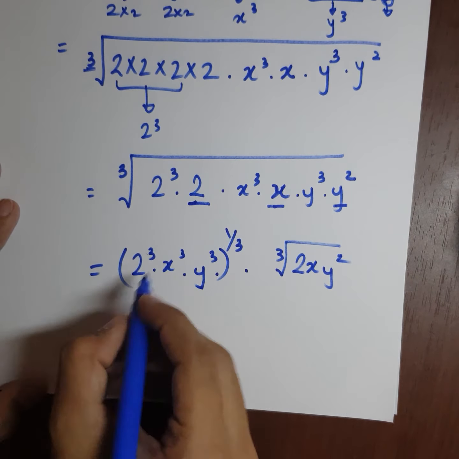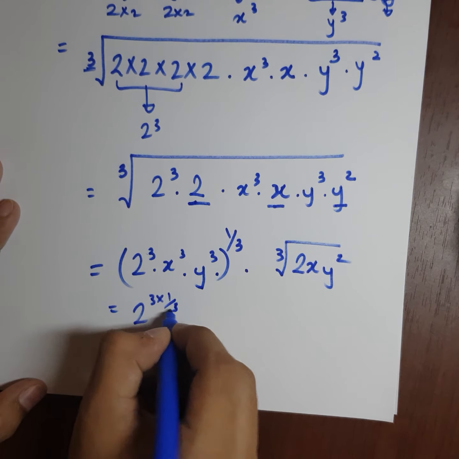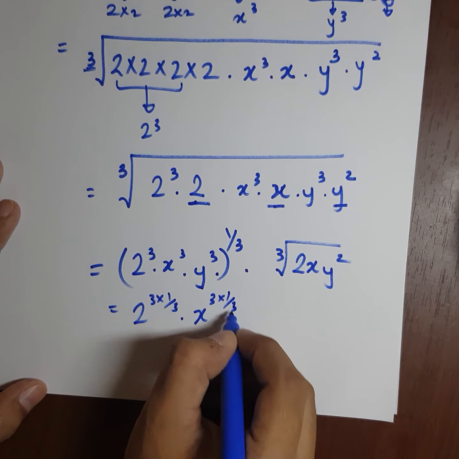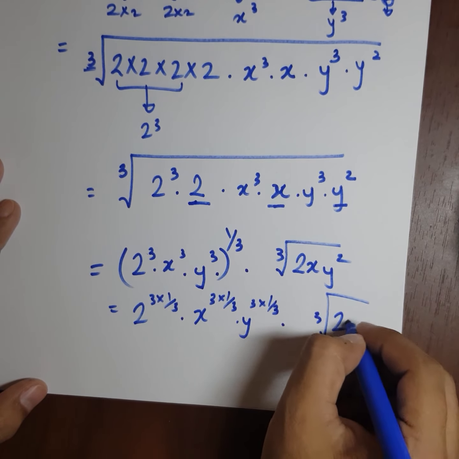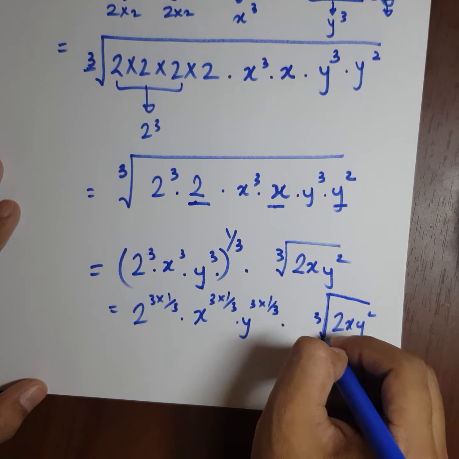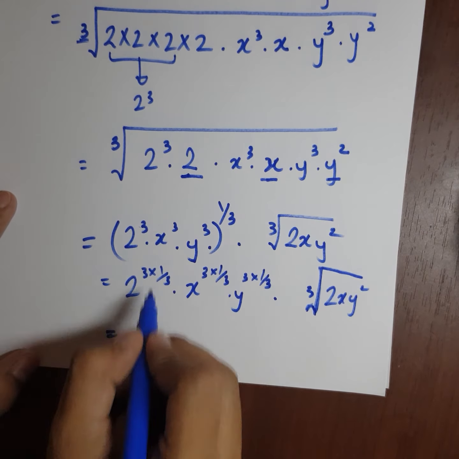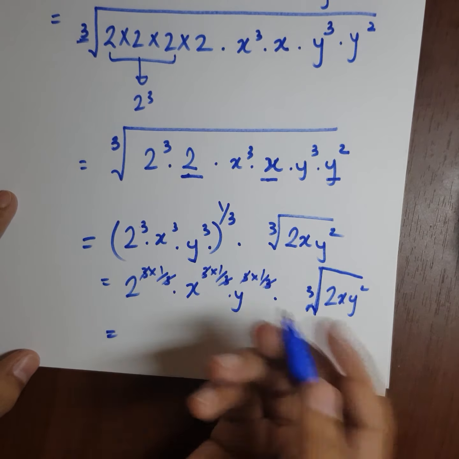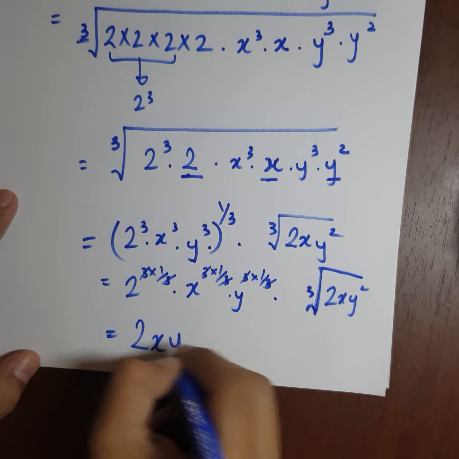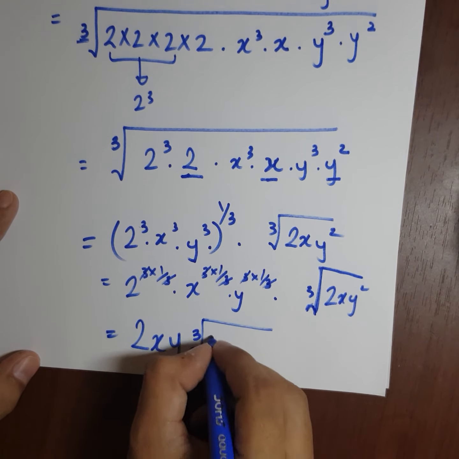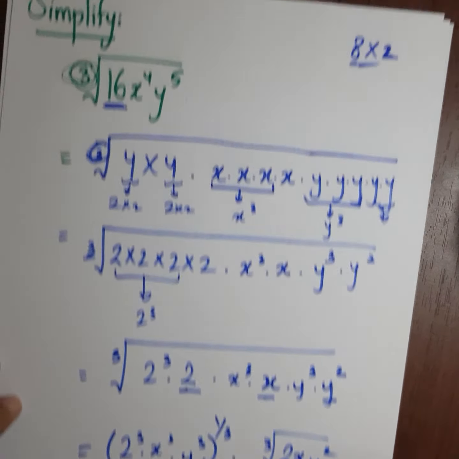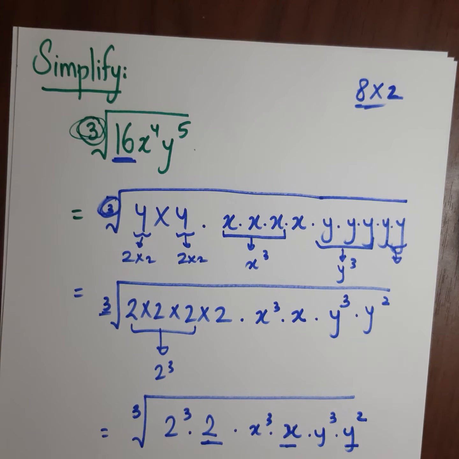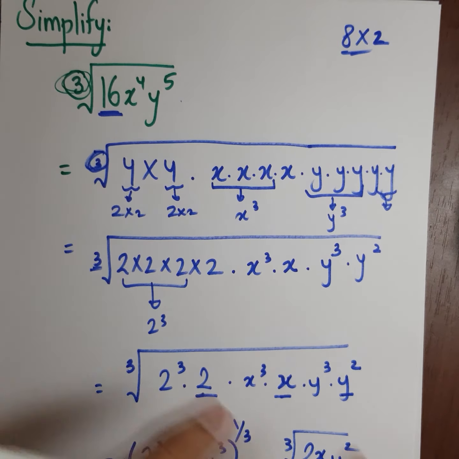Now when I open the bracket, it will be 3 into 1 by 3, 3 into 1 by 3, 3 into 1 by 3, and this term is in its most simplified form, so I won't touch it anymore. Now this 3 and 3 will cancel, 3 and 3 will cancel, 3 and 3 will cancel, so I'll be left with 2xy cubic root of 2xy square. So this here is how I can simplify this radical and exponential term. If you have any questions, let me know, and thank you very much.